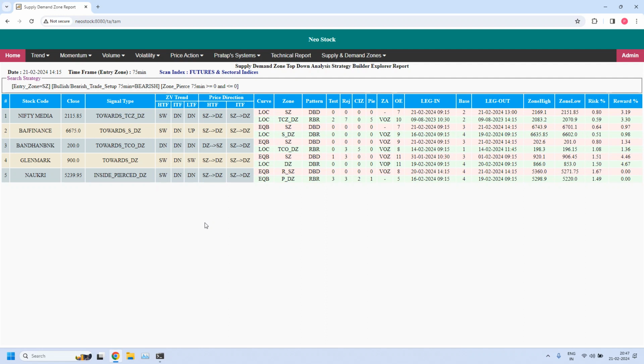So this is about bullish and bearish trade setup for monthly income trade and weekly income trade. Hope this information will be useful to positional or swing traders. Let us meet again in our next video.